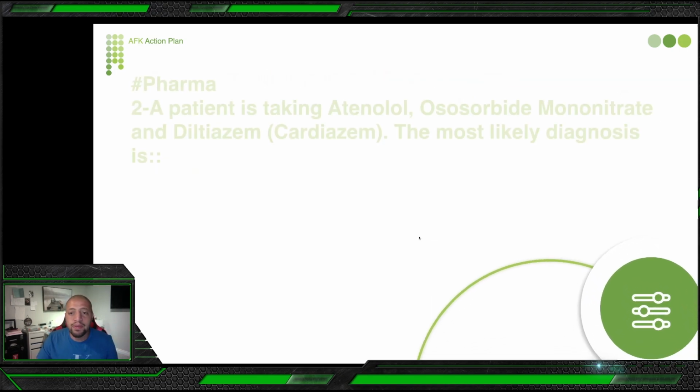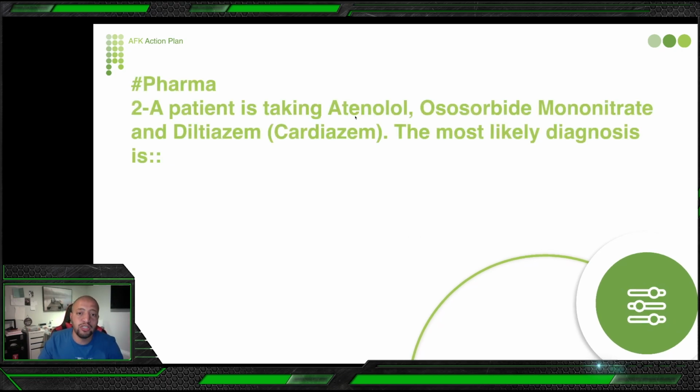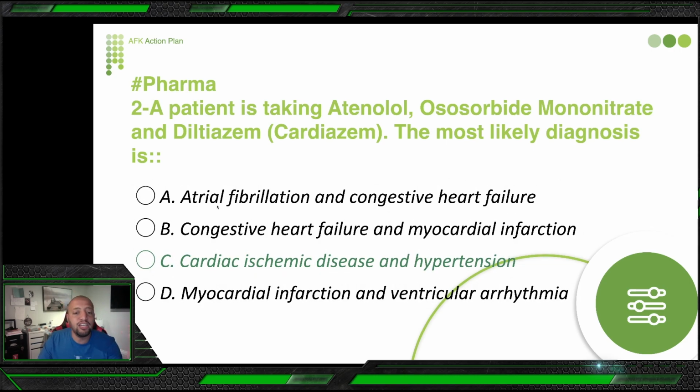So with that all being said, let's read our options here. Our question: atenolol, which is a beta blocker, mononitrate, which is nitroglycerin, and diltiazem, which is a calcium channel blocker. So read our option: atrial fibrillation and congestive heart failure. For atrial fibrillation, maybe you give atenolol for your patient, but congestive heart failure will need more medication. You will need to give him at least, correct.